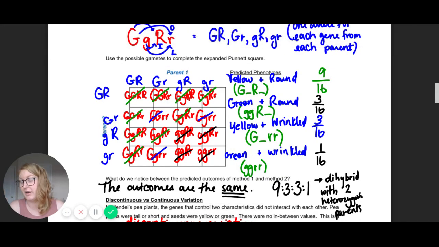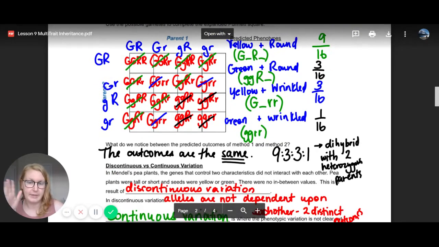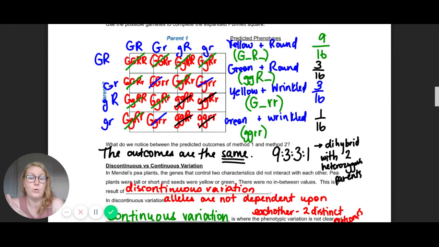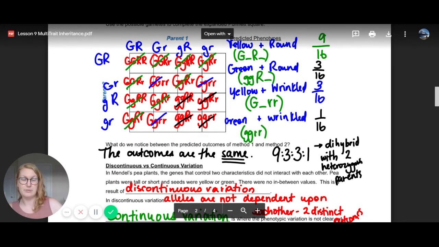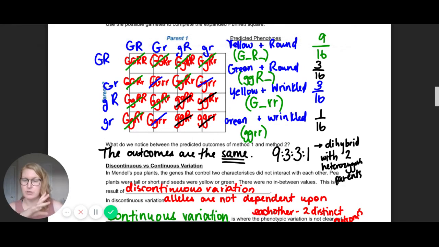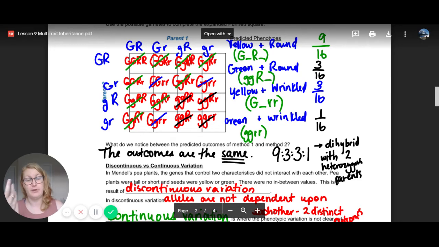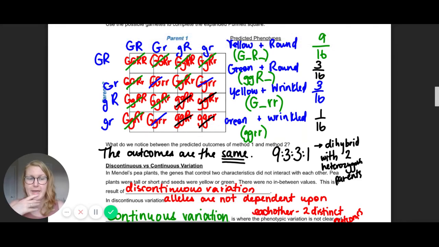That's this bottom corner. So again, what I want you to notice is that using method 1 or using method 2, the outcomes are the exact same. What I find is this 9 to 3 to 3 to 1 ratio. And this will happen every single time that I have a dihybrid cross with 2 heterozygous parents. So just like we had the 3 to 1 ratio with 2 heterozygous parents in monohybrid traits, one trait at a time, in dihybrid, this is a very, very common ratio that we'll find.